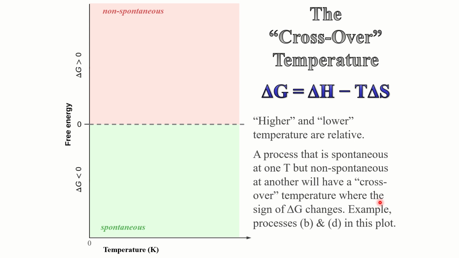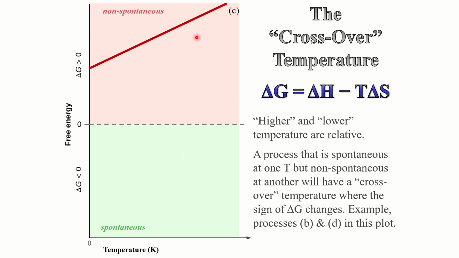Next, we're going to look at something called the crossover temperature. So a process that is spontaneous at one temperature but non-spontaneous at another will have a crossover temperature where the sign of delta G changes. Here we have an example of process A that's always spontaneous, so it doesn't matter what the temperature is. Process B is only spontaneous at low temperatures, and this right here would be considered the crossover temperature, where it changes from being spontaneous to non-spontaneous.